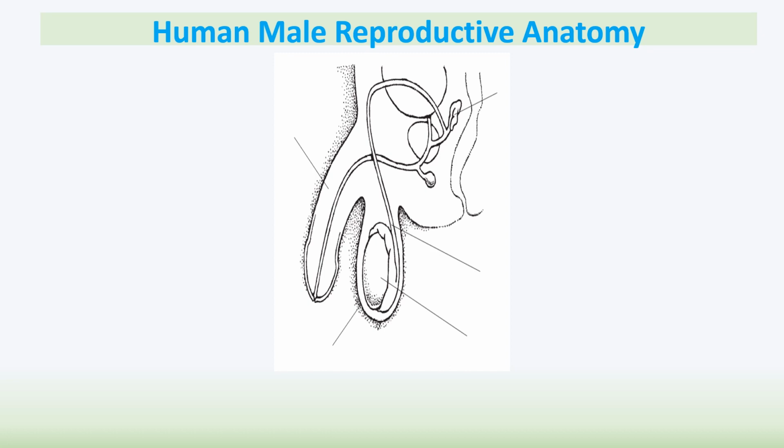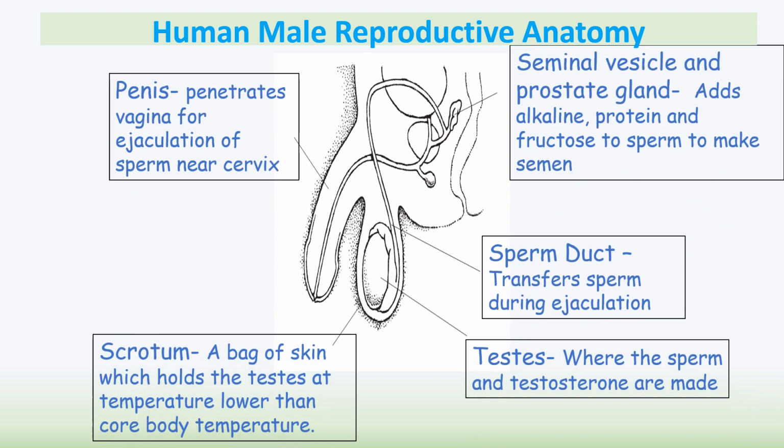Now, we should also be aware of the different parts of the male reproductive anatomy. So we need to know the following areas and what they do. So the penis, which obviously penetrates the vagina for ejaculation of sperm near the cervix. The scrotum, which is a bag of skin that holds the testes at a temperature lower than core body temperature, allowing the successful production of sperm.